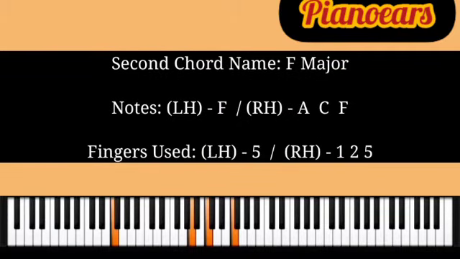So the right hand plays these three notes. The thumb on the right hand plays A, the second finger plays C, and the smallest finger plays F. So we are playing A, C, F on the right hand, and those notes form the F major triad, the F major chord.